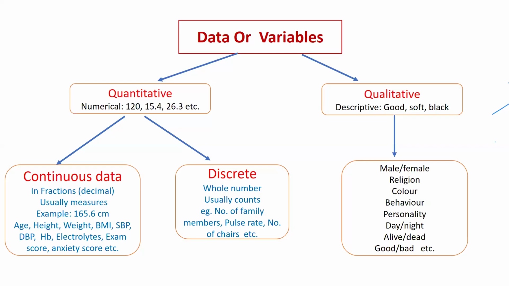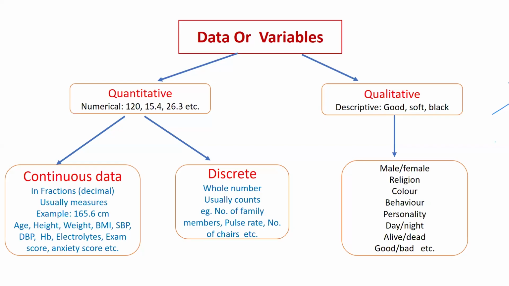Now, discrete means whole numbers; we cannot give decimals. Usually we count. For example, the number of family members: 2, 3, 4, but we cannot say 3.5, 2.5, or 10.5. For example, pulse rate, like 60, 80, 90, 100, 120, but we cannot say 90.5 or 80.5. So these are called discrete data.